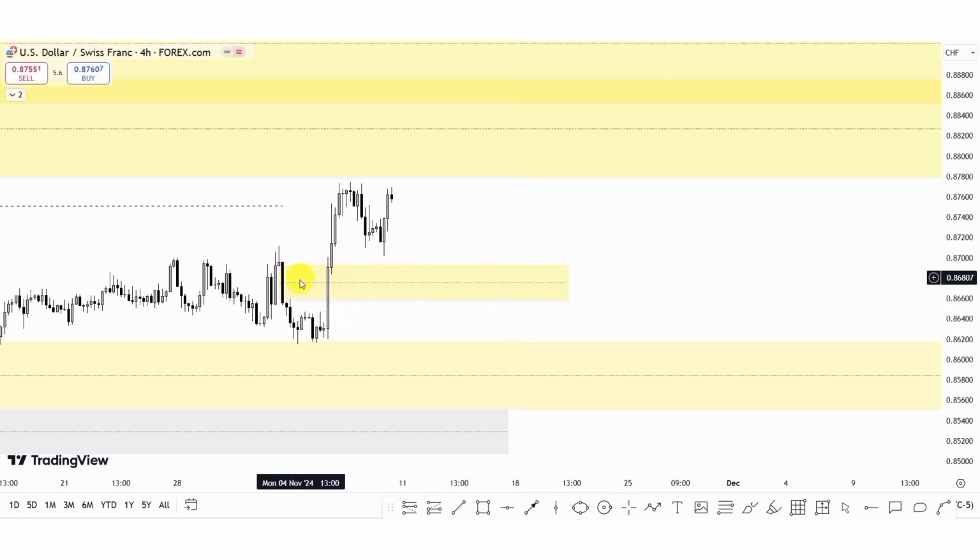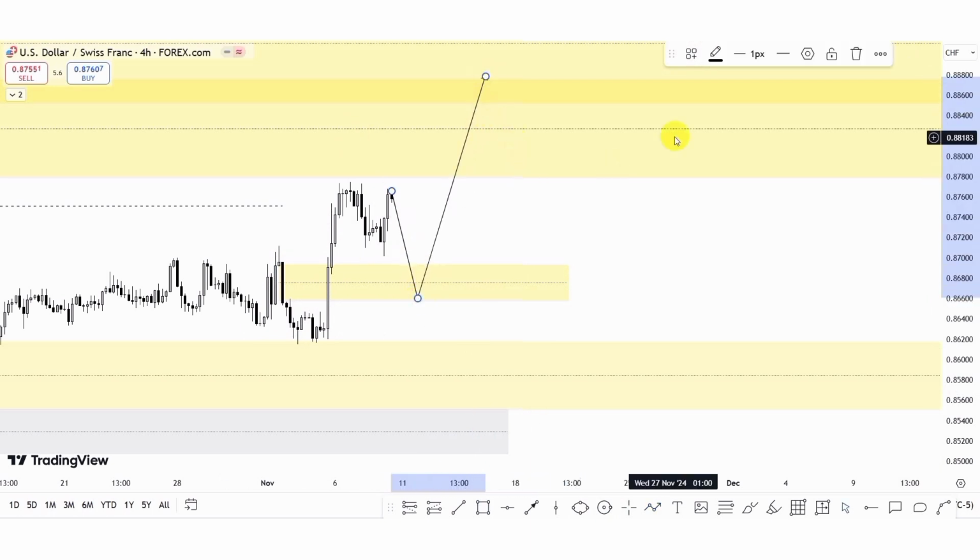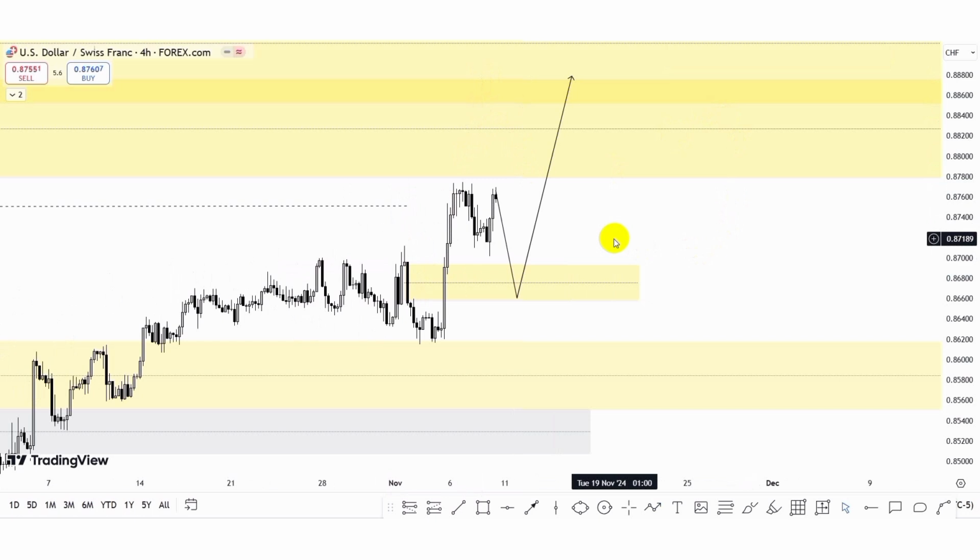fair value gap. We have a valid inversion fair value gap because this took out this low point. Price pushed to the upside, reached the fair value gap, now an inversion fair value gap. So our anticipation is to see the possibility that price drops into the zone before we have the bullish continuation to the upside. So this is what I have to show us, guys, in the USDCHF pair.